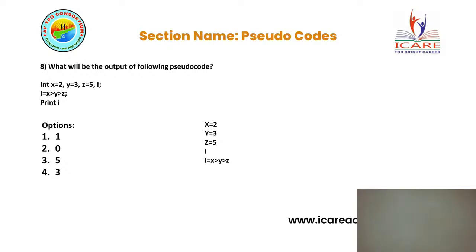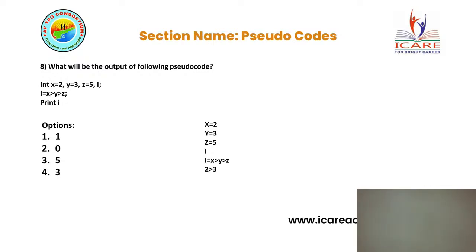So what is the associativity of the greater than symbol? Left to right or right to left? So just check it. In the associativity, it is not a tricky question. Just they have followed the associativity. So for greater than or less than, the associativity is from left to right. So first x greater than y. So x value is 2, 2 greater than y value 3.